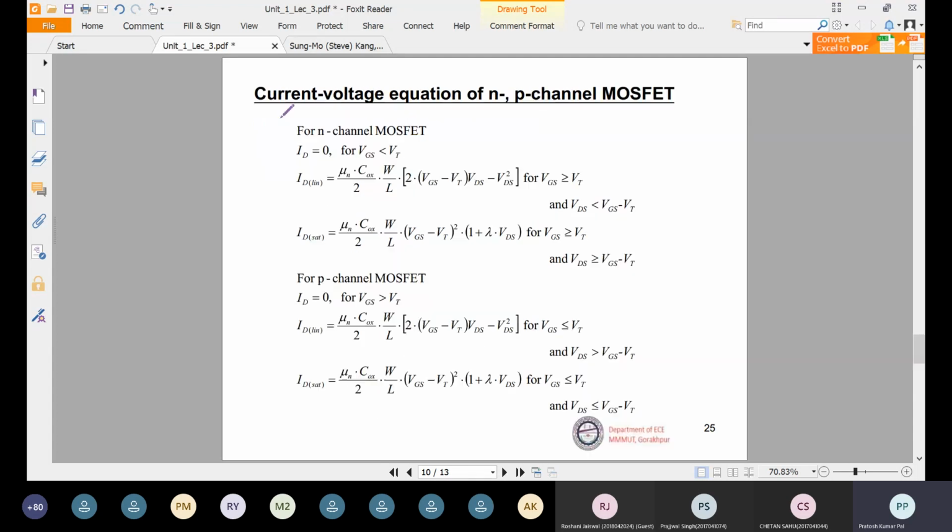Okay, so this is only the summary part. This slide is the summary of what we have studied, just to go through an overview.